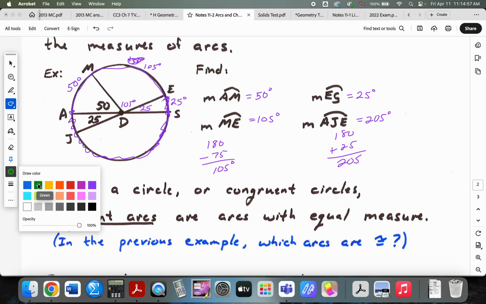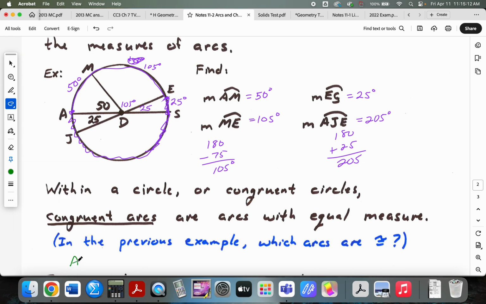But in this previous one, what arcs are congruent to each other? There are several. Someone give me an example. Yeah. Arc AJ and arc ES. Yeah, picking the lowest hanging fruit here. That means it's the easiest one. No, I'm not complaining. I'm just pointing out. That's the most obvious one, I think, at least. Right. There's a whole bunch of other ones, though.